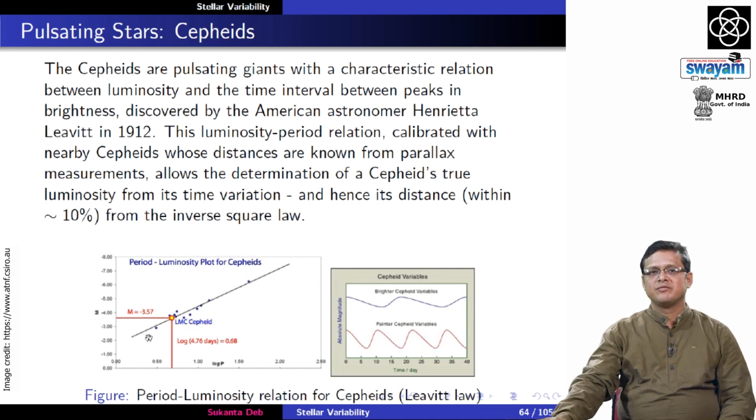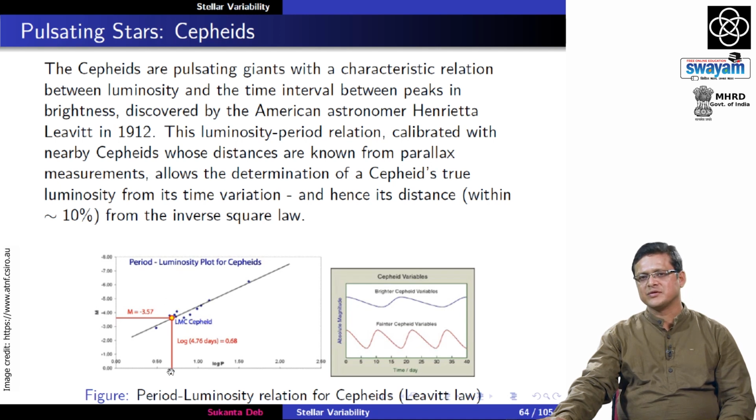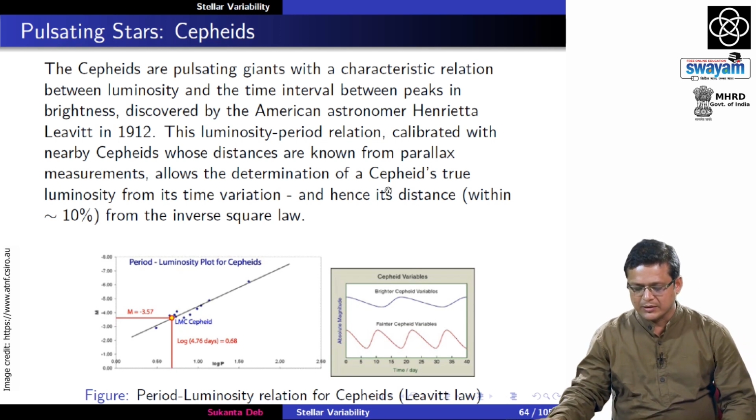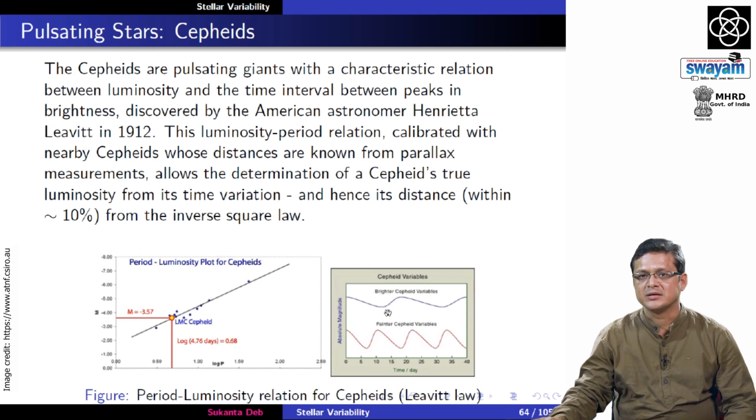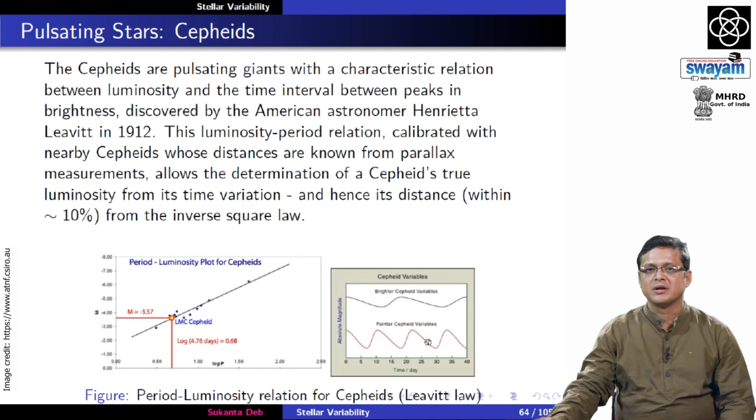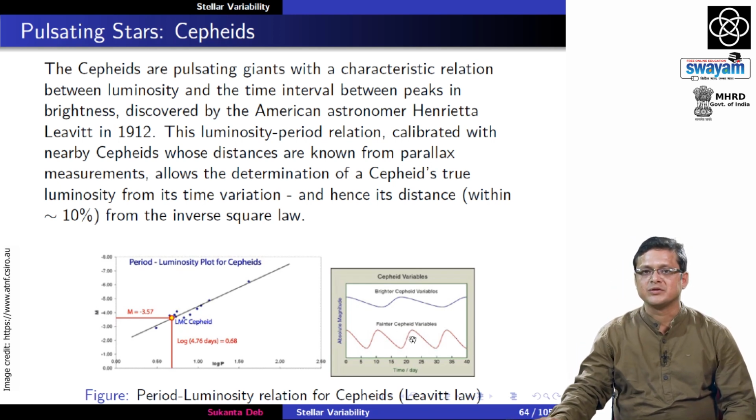Now, here is a figure which shows that as the period of a Cepheid increases, the luminosity of the Cepheid also increases, and this is quite distinct. So, the luminosity of the Cepheid can be completely determined once the period of the Cepheid is known. Here in this case, the brighter Cepheid has a longer pulsation period, and the fainter Cepheid has a shorter pulsation period.